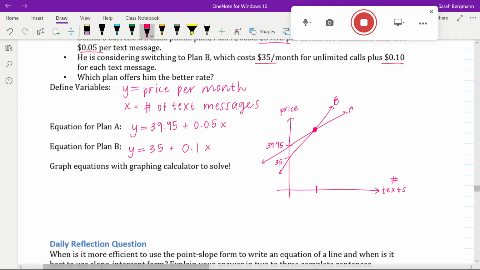However, we're not sure where those two lines intersect. We could use the graphing calculator to solve this, or we could solve it algebraically. If we wanted to solve it algebraically, we would set the two equations equal.